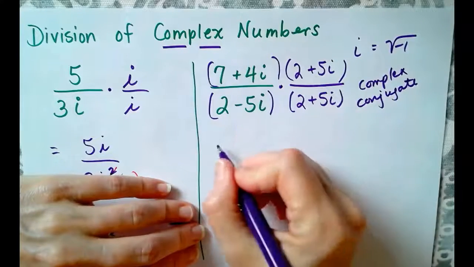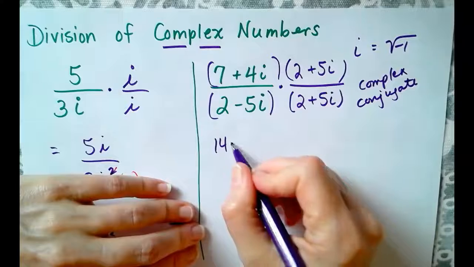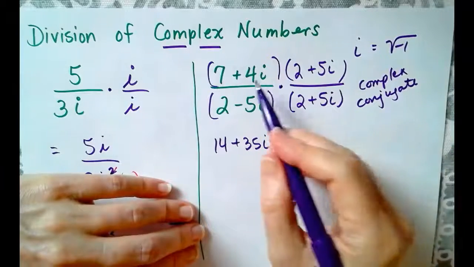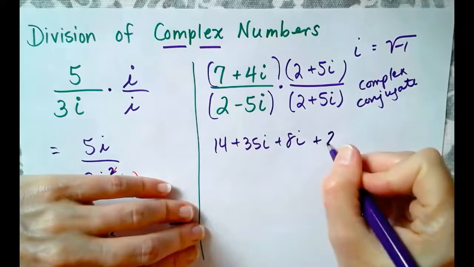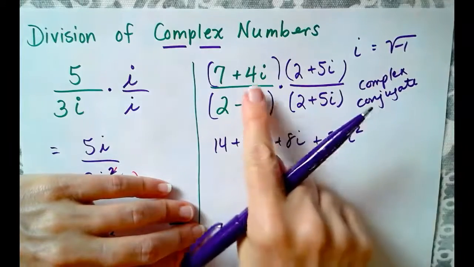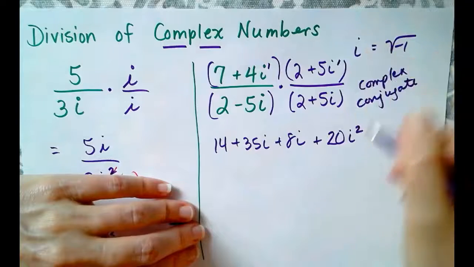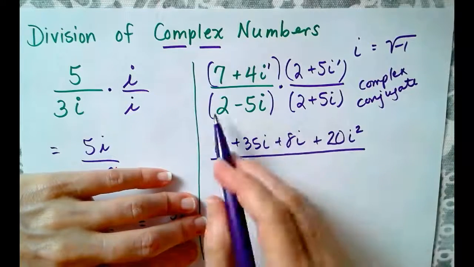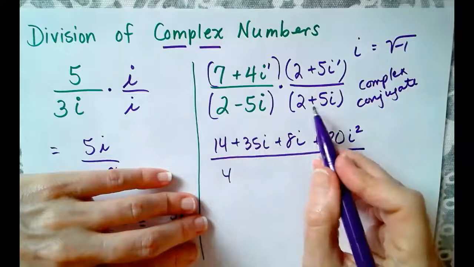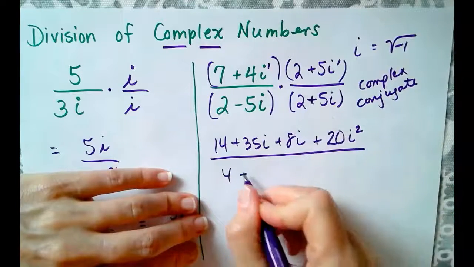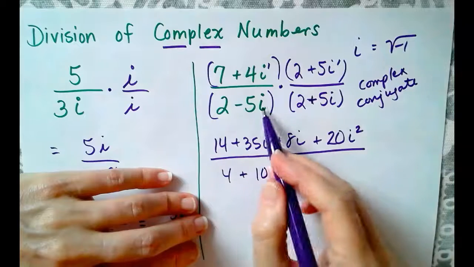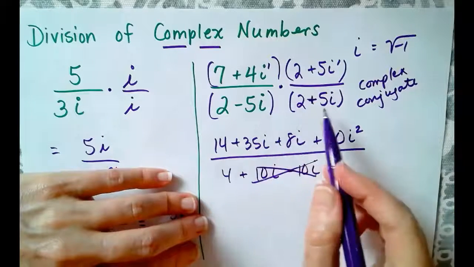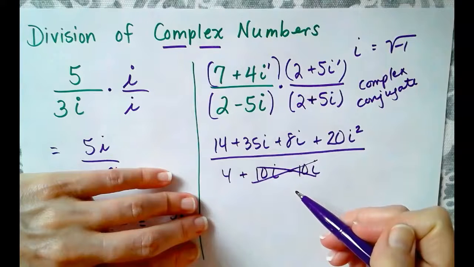So 7 times 2 is 14. 7 times 5i is 35i. 4i times 2 is 8i. 4i times 5i is 20i squared, since i times i gives us i squared. All over the complex conjugates: 2 times 2 is 4. 2 times positive 5i is 10i. Negative 5i times 2 is negative 10i, and that's the whole purpose of using the complex conjugate, the middle terms are going to cancel.